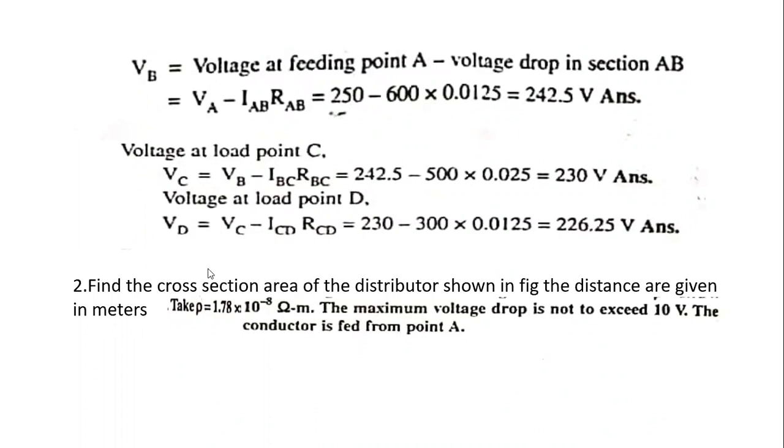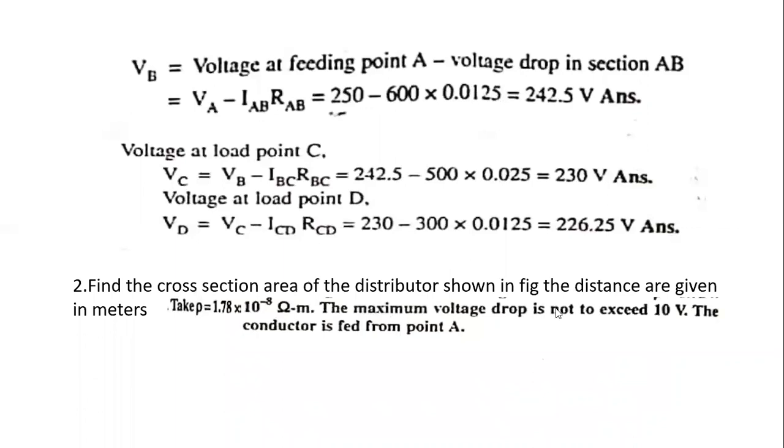Next, coming to the second problem. Find the cross-sectional area of the distributor shown in the figure. The distances are given in meters. Take rho, the specific resistance, equal to 1.78 into 10 power minus 8 ohm meters.